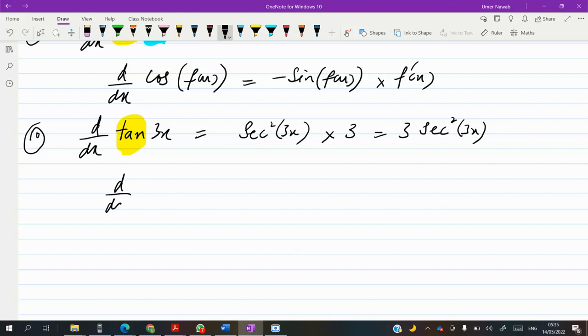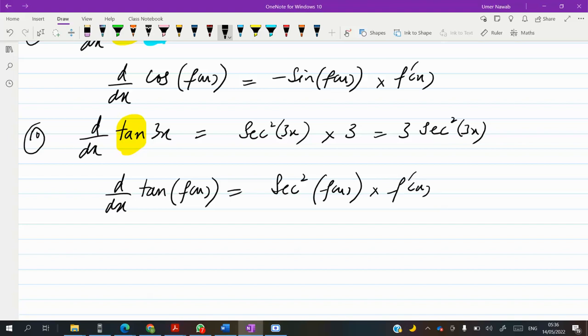General rule: if you have a tan function applied on any function in the argument, you write secant square f of x, and then times f dash of x.